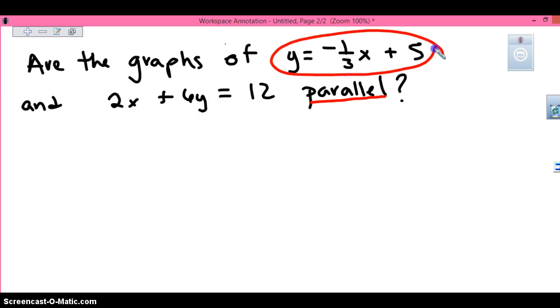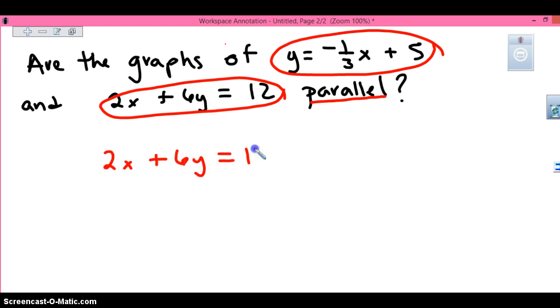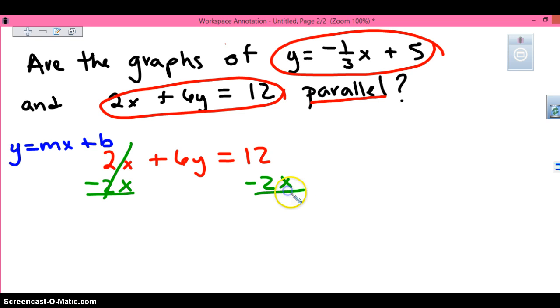Now, these two lines are not written in the same format. This line is in slope-intercept form. Can we change this second line to slope-intercept form so that we can compare it? So in other words, we want y by itself. We want it in y equals mx plus b format. So let's start by taking 2x to the other side. So minus 2x, 6y equals negative 2x plus 12.